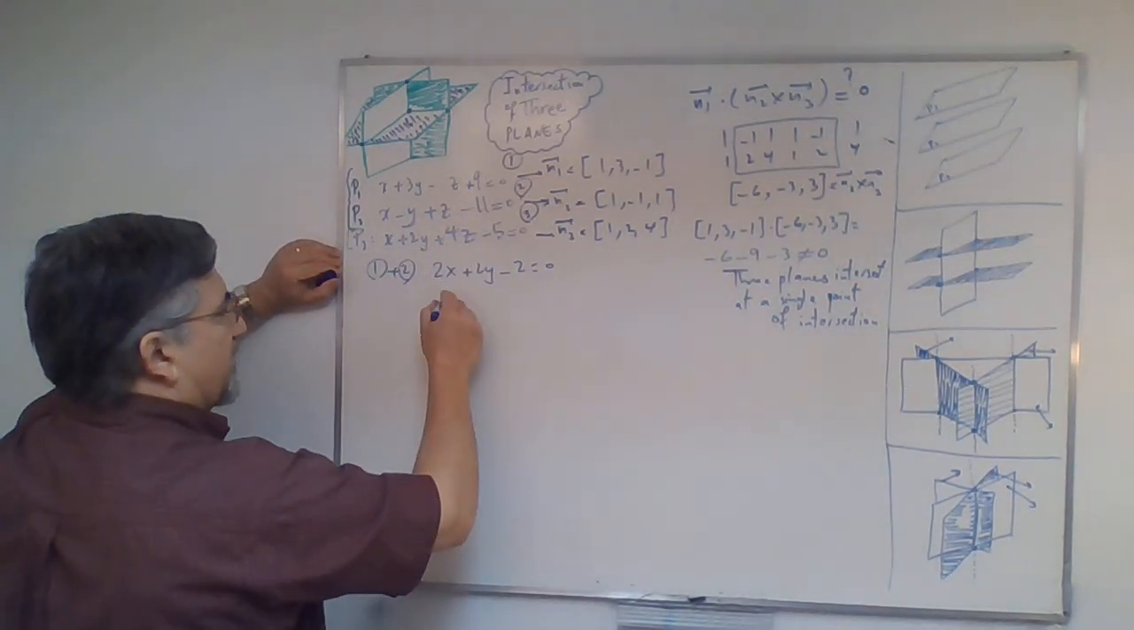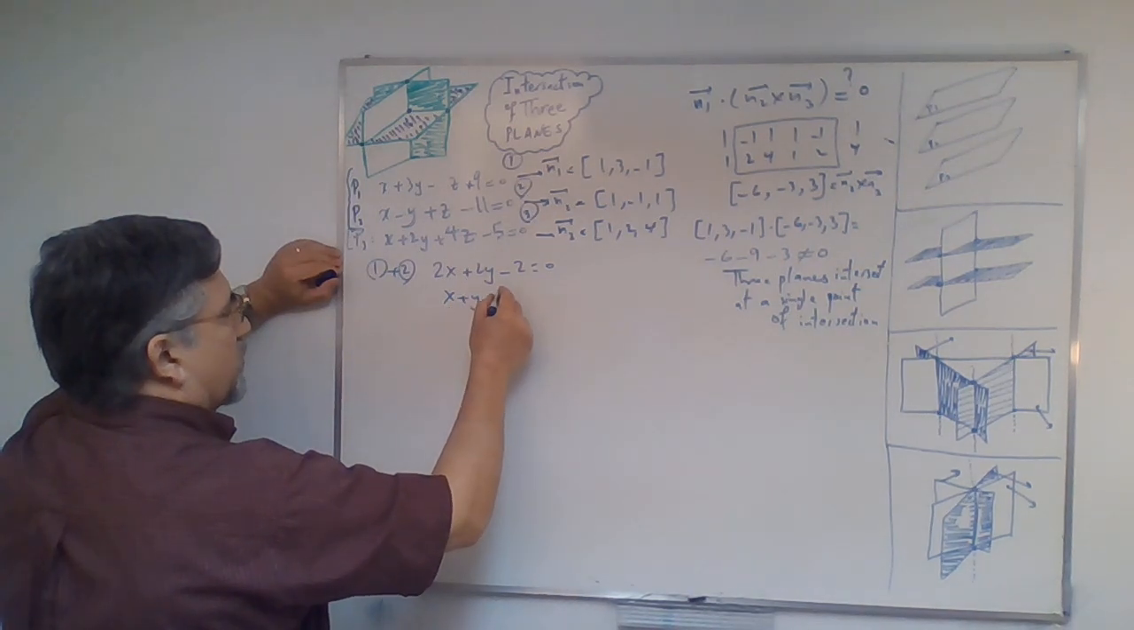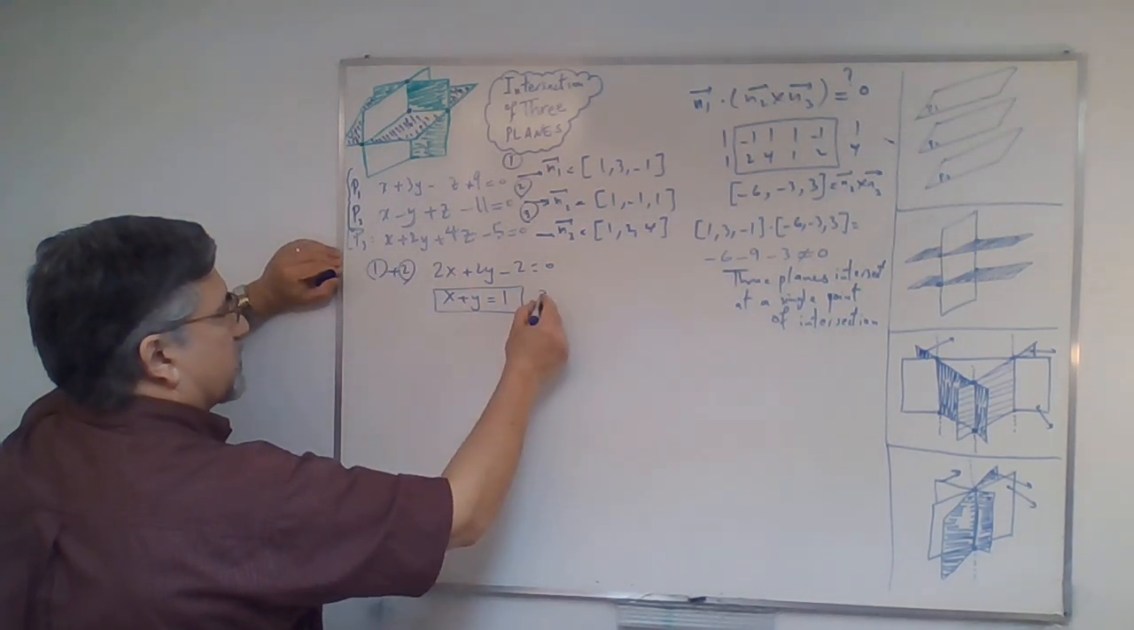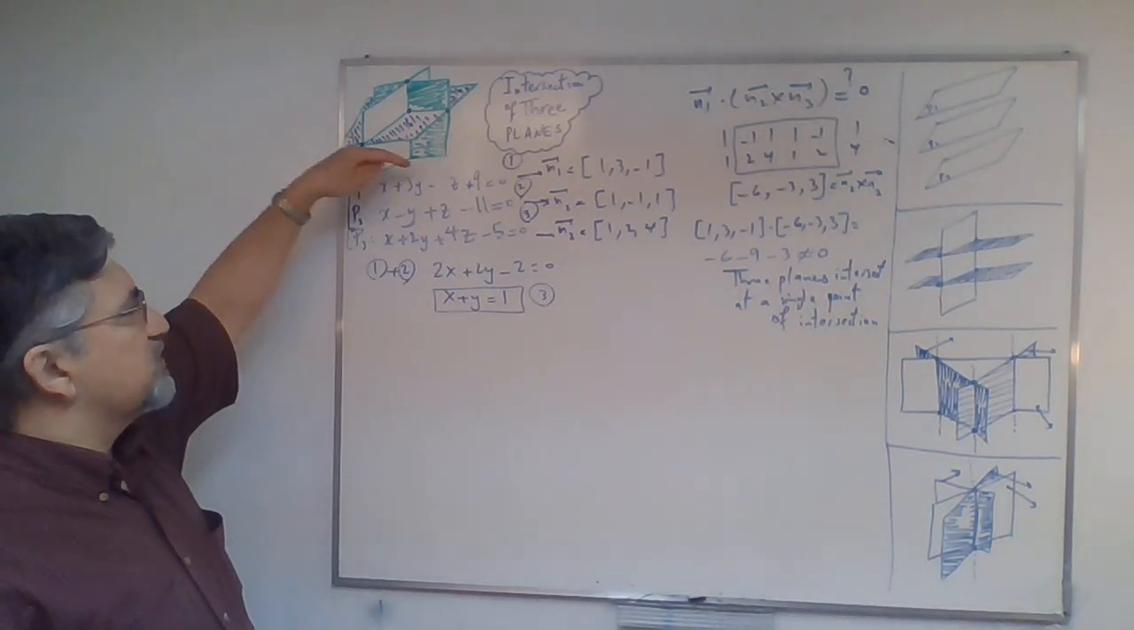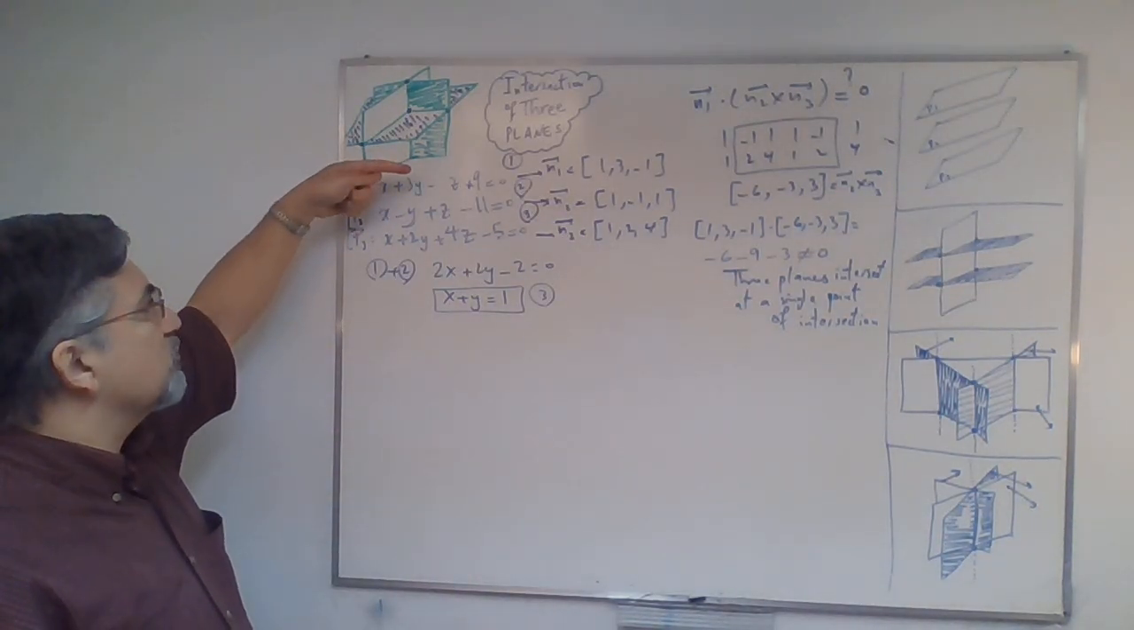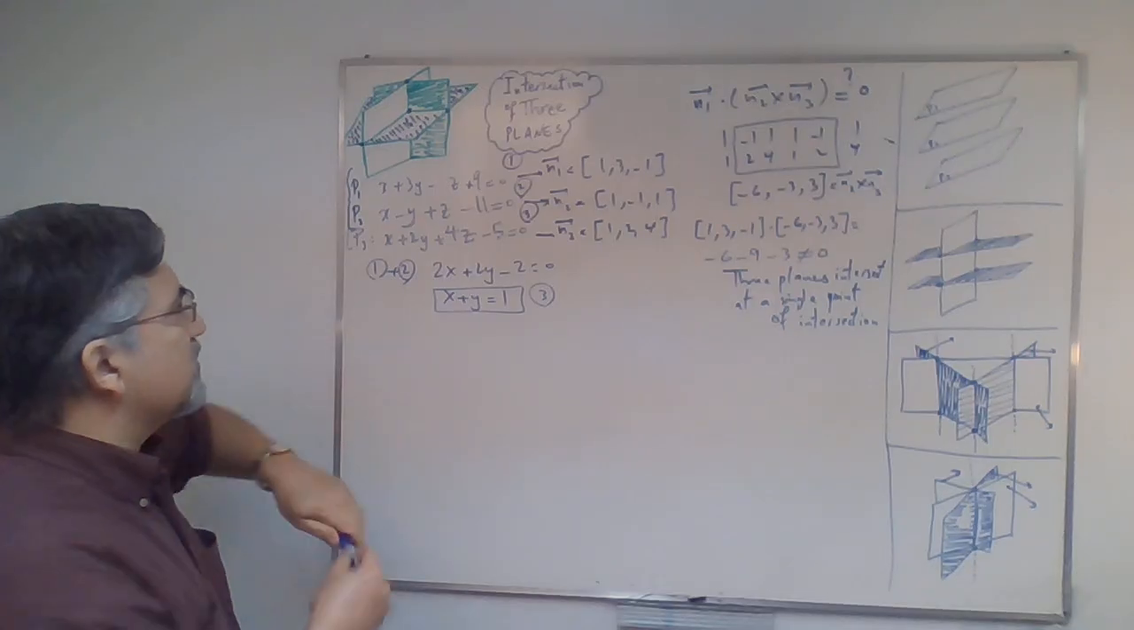Okay, simplify: x plus y equals 1. So this is one equation, number 3 I got. So I eliminated z between the first and the second equations. Now I'm going to eliminate z between the first and the third equations.